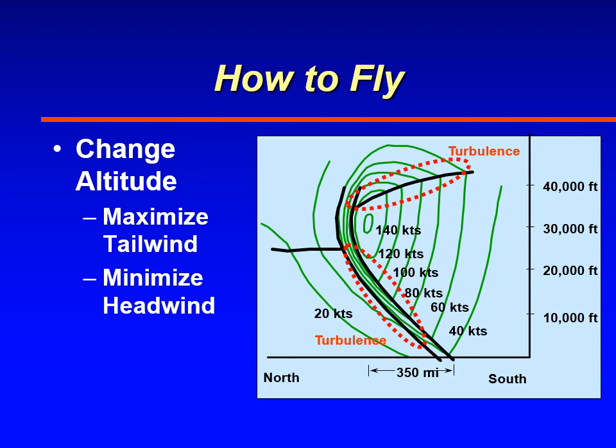Now, the key point here is that within the jet stream core, there is really no turbulence. It's in the sheared portions on the north side, and then also above and below the jet stream core is where you find the turbulence. But in the core itself, the ride is smooth. So if you can stay in the core with the tailwind, then you'll get to your destination faster and you'll have a smooth ride.